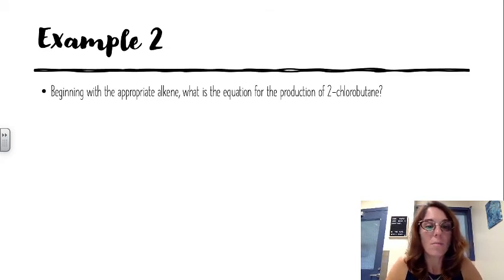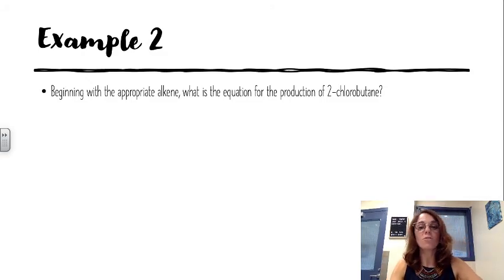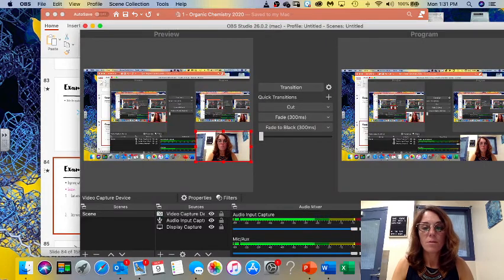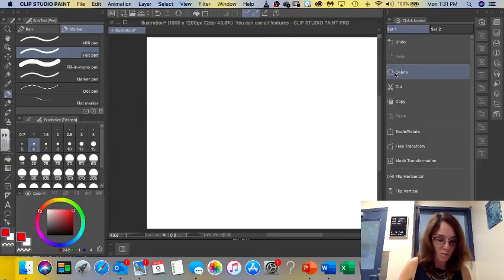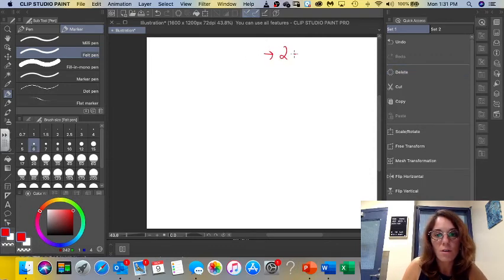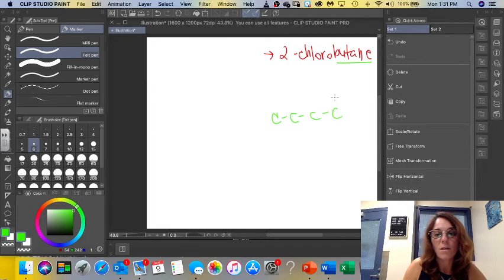Okay, now we're going the opposite way, beginning with the appropriate alkene. What is the equation for the production of 2-chlorobutane? So 2-chlorobutane is what I want to make. When you're reading these, you need to figure out your question here. So let's draw what this looks like. First of all, your parent chain is 4 carbons because of butane. There's all single bonds, and at carbon number 2, you've got a chlorine.